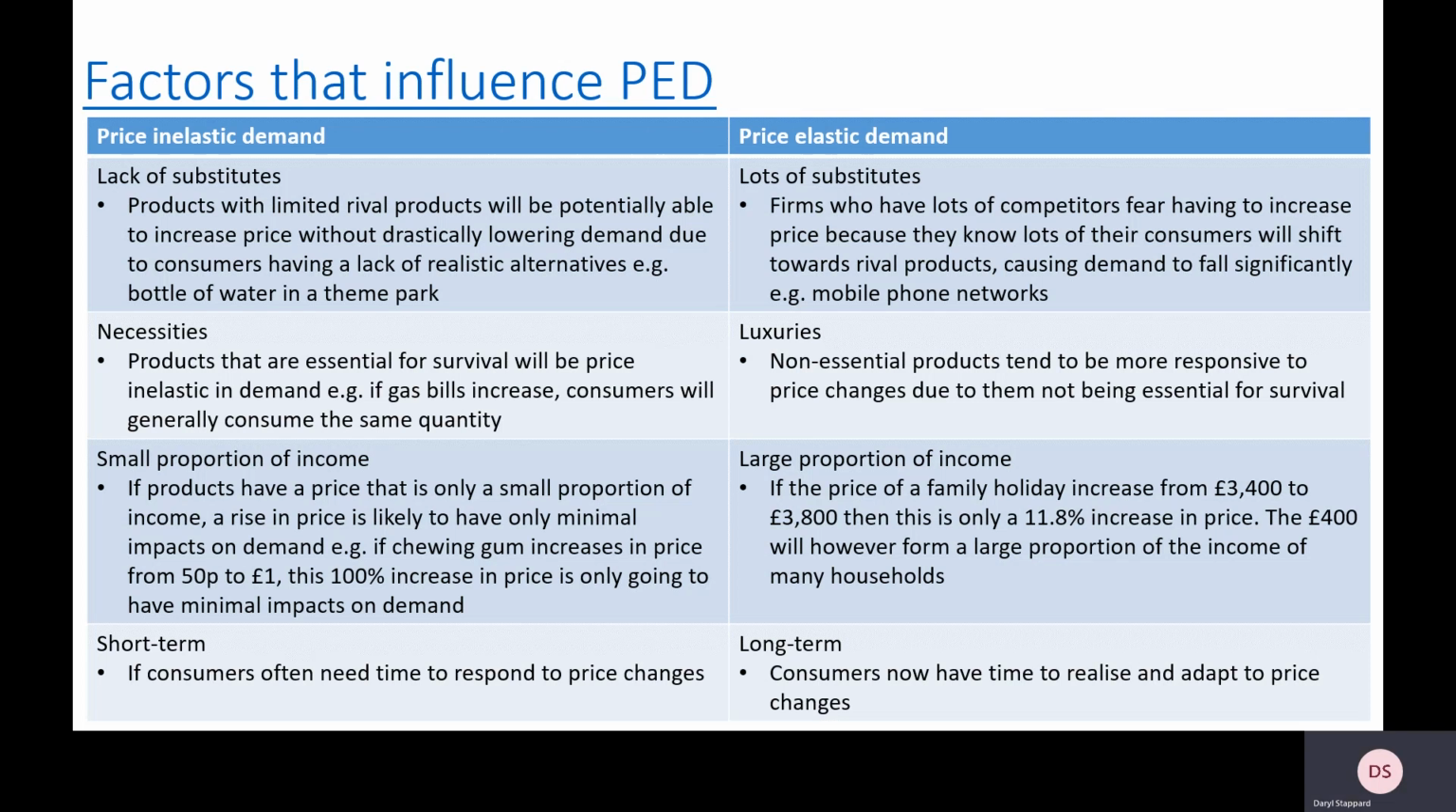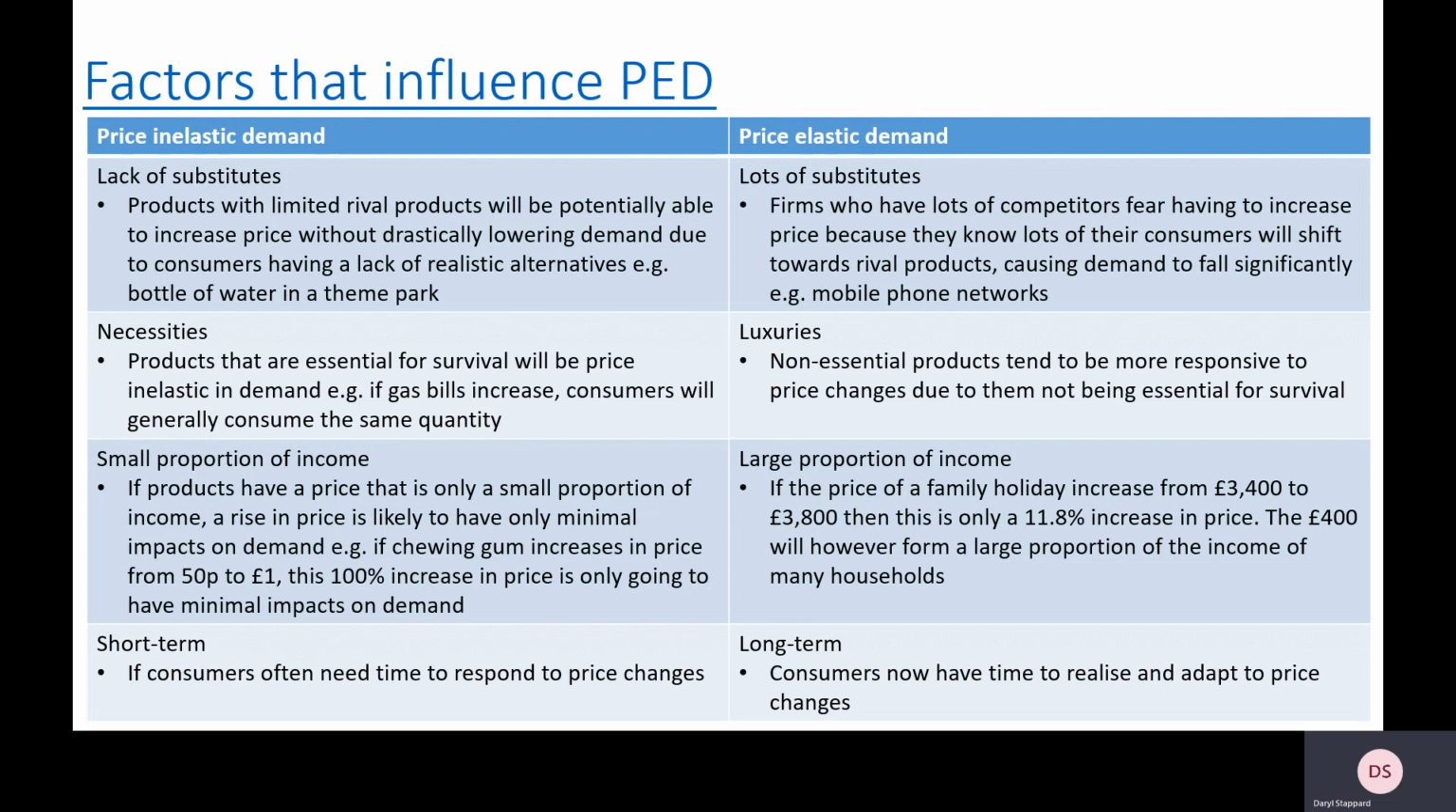So if you compare that to price inelastic demand, if chewing gum was to double in price from 50p to £1, it might not affect your demand very much. It's a 50p increase in price. But if a £3,400 holiday doubled in price, that's an extra £3,400 on the price. That's going to have a huge impact on your demand.